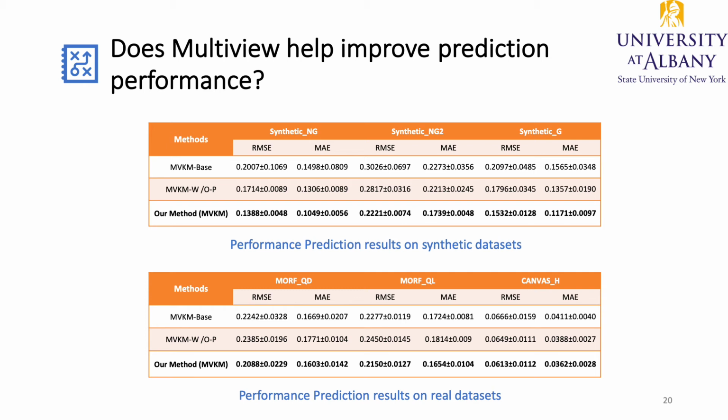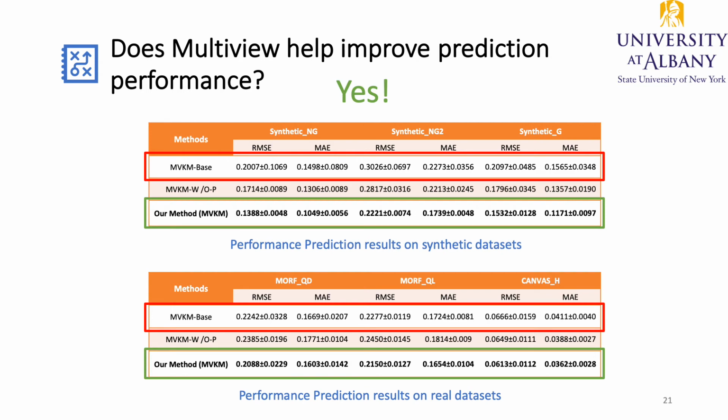Next, we want to see if adding external views or other learning material types help to improve prediction performance. To answer this, we should compare MVKM base that has only quiz interactions with MVKM. These 2 tables show that MVKM has much lower RMSE and MAE than MVKM base on all datasets. That means multi-view helps improve prediction performance.